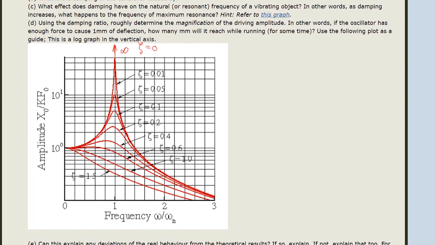Now, how do we read this amplitude? What's 10 to the naught? That's 1, right? So what it actually means is, we just talked about the cantilever, if you had a cantilever with enough force to cause, let's say, 1 millimeter of deflection. So let's say it's just 1 newton or something, and when you put 1 newton on it, it deflects 1 millimeter, say. Here's the law.